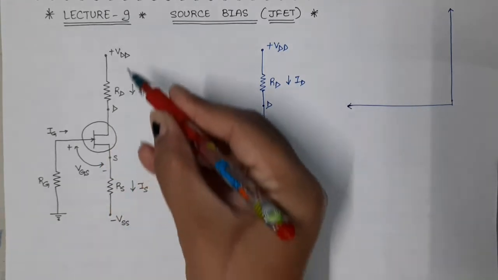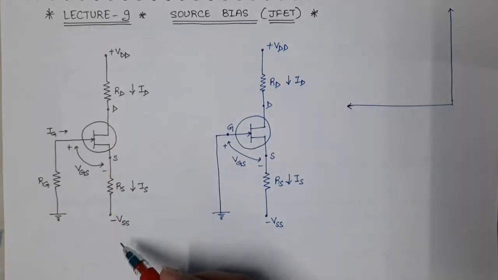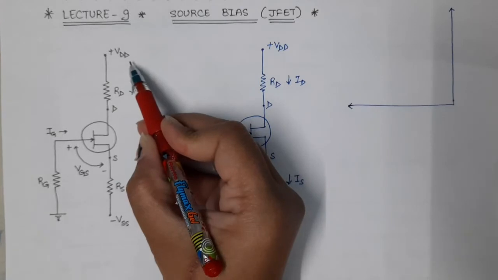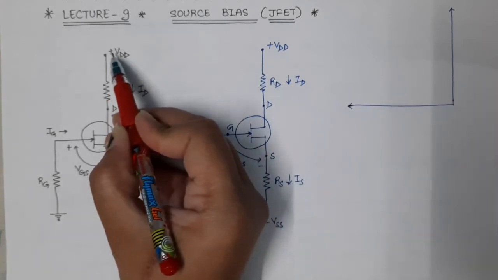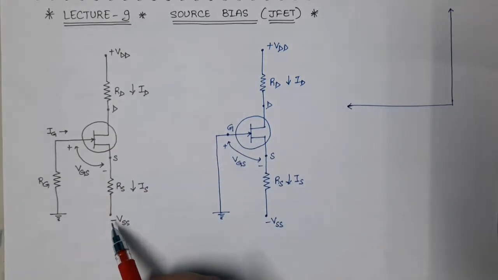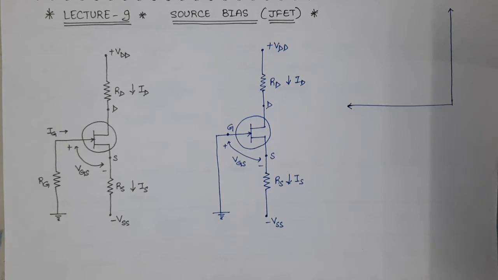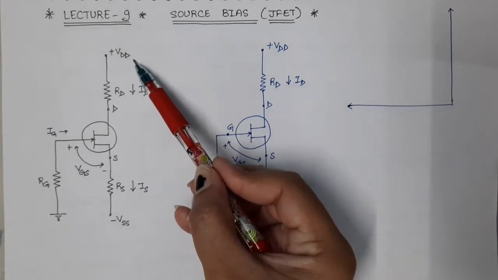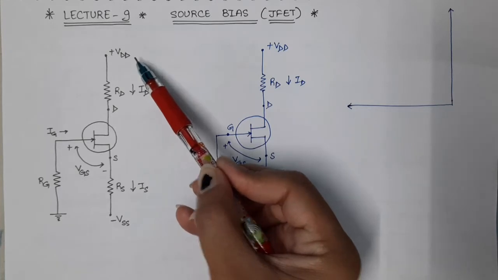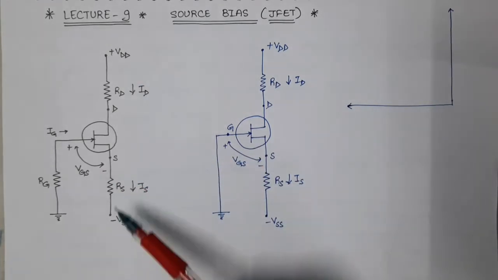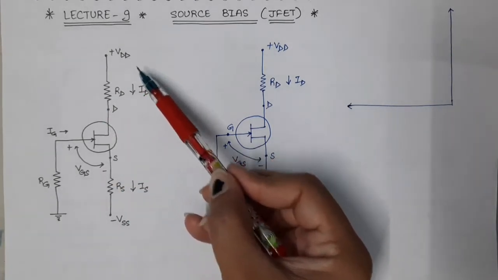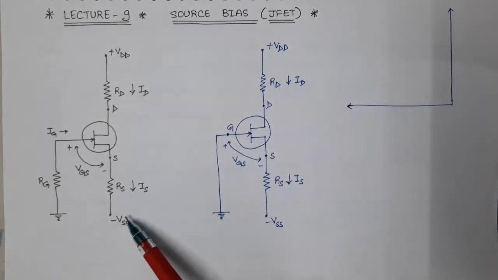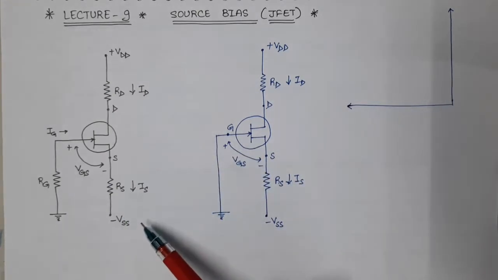And one more thing which you can see is the DC power supply at the drain terminal is positive, and the DC power supply at the source terminal is negative. It means the drain is at higher potential than source, or you can say that drain is at higher potential than ground and source is at lower potential than ground.